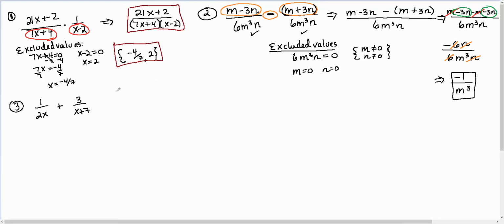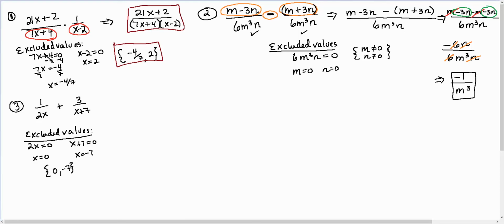The next problem was an addition problem, and let's go ahead and do the excluded values first. The excluded values in an addition problem come from the denominators. So when 2x equals 0, x is 0. And when x plus 7 equals 0, it means x is negative 7. So the excluded values are 0 and negative 7.